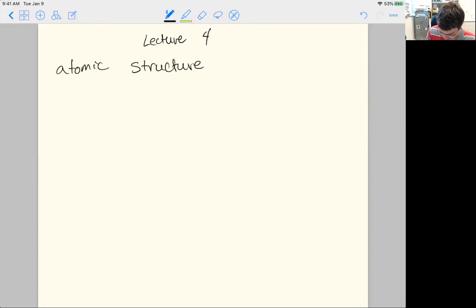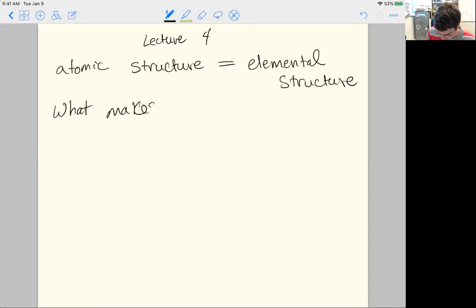that's really synonymous with elemental structure. And to understand atomic structure and elemental structures, to know how to answer the question, what makes up the atoms/elements in the molecules we're studying.